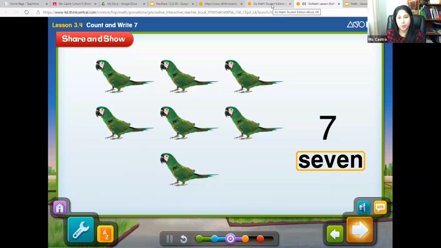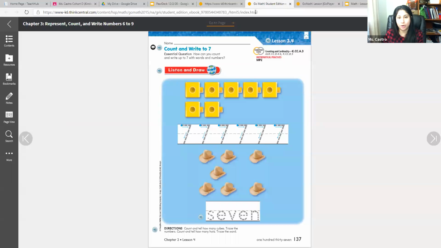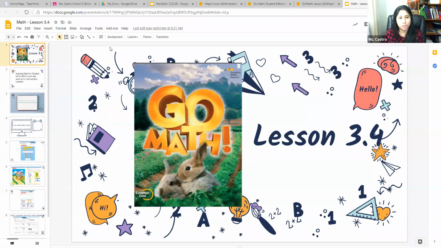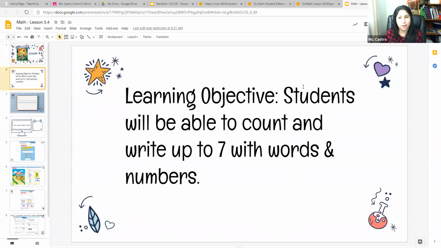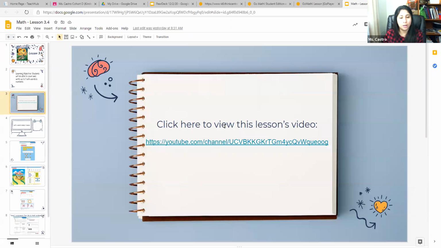All right, so we're going to start working in our math books. Again, we are on page 137. That is lesson 3.4. So I'm going to go to my presentation here on Google Slides. Here's our learning objective. We're going to be able to count and write up to 7 with words and numbers. And then I'll upload our live Zoom video here on the YouTube channel.